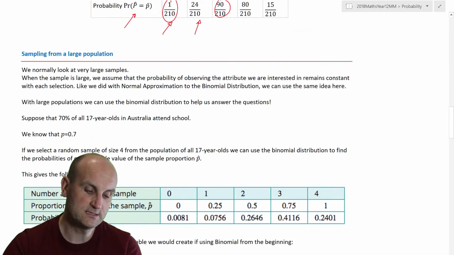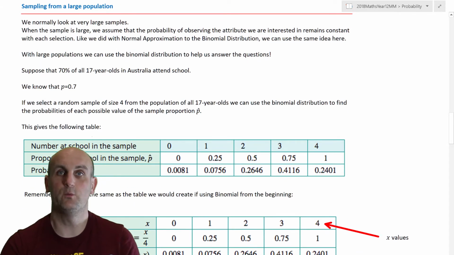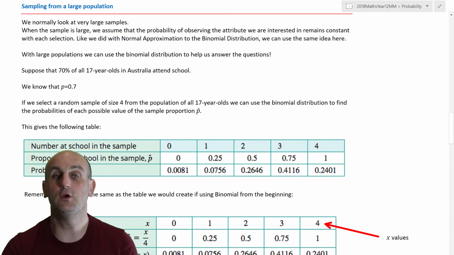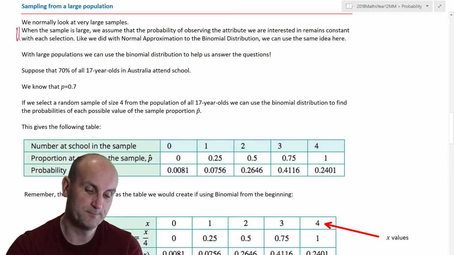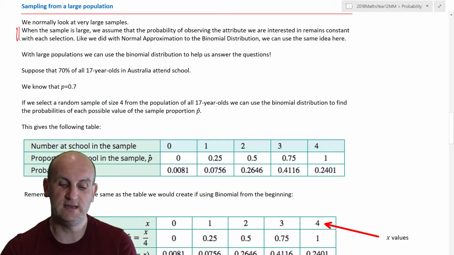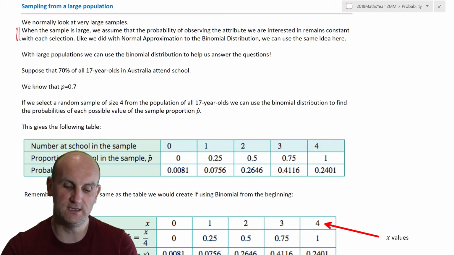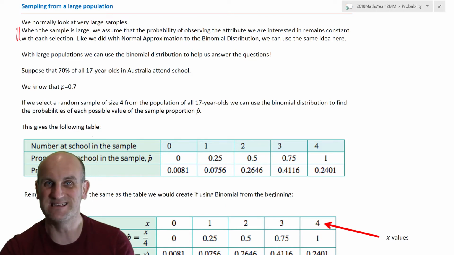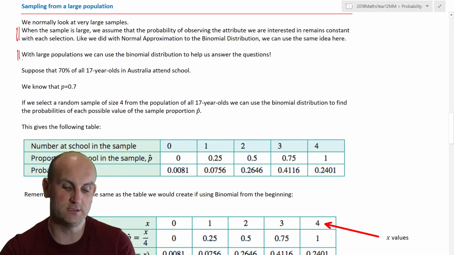Now, sampling from a large population. When we start looking at very, very large samples, we can't use that system there. I mean, we could, but we'd be there forever, and I think my calculator would break. So when the sample is large, we assume that the probability of observing the attribute we are interested in remains constant with each selection. That's interesting. So, like we did with the normal approximation to the binomial distribution, we can use exactly the same idea. So, for large populations, we can use the binomial distribution.